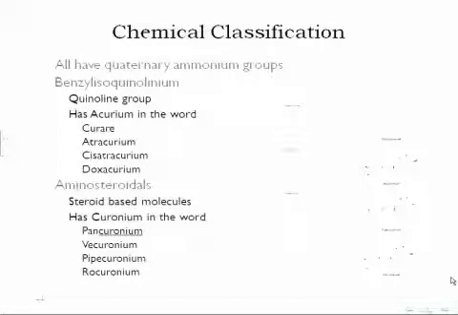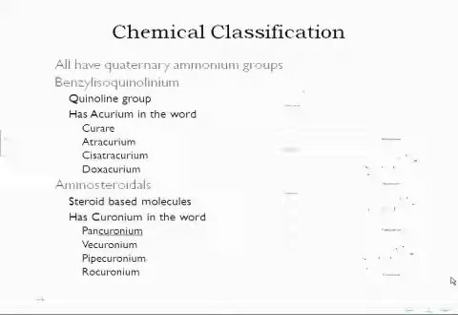The chemical classification is that these are all quaternary ammonium compounds. If you look at all of them, they all have quaternary ammoniums in them, which is here, and here. Tubocurarine also has the same thing. The agents can be broken down into two major families: the benzylisoquinoliniums, which have a quinoline group in them.